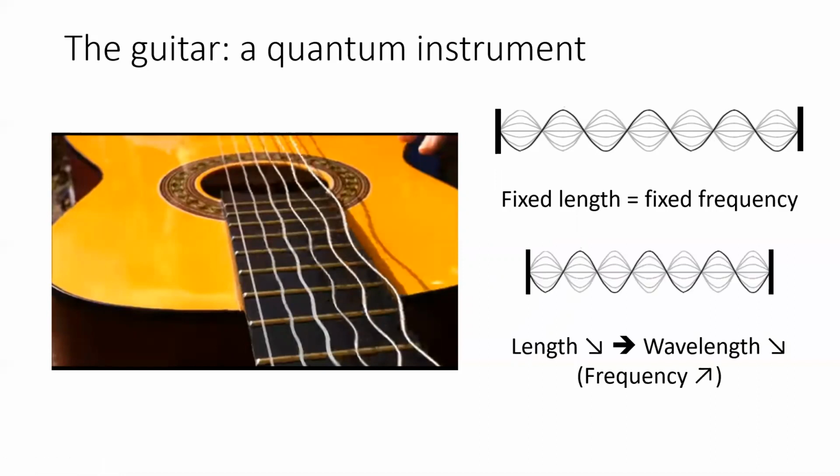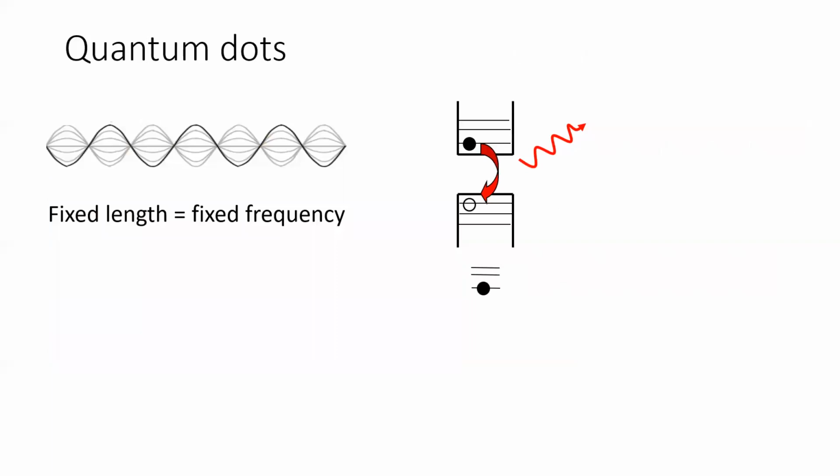And then when you reduce the length of the chord, you reduce the wavelength. And this means that you increase the frequency, which means that you have a higher pitch, for example, in the case of the guitar. All right, so everybody is familiar with this. And in the case of quantum dots, it's exactly the same idea. You are restricting the electrons to vibrate in a fixed volume. And just as in the case of the guitar, a fixed length, a fixed diameter, if you like, of a nanocrystal means a fixed frequency.